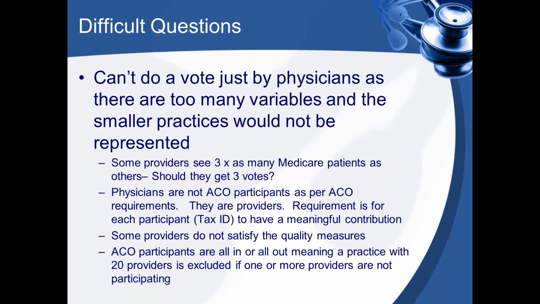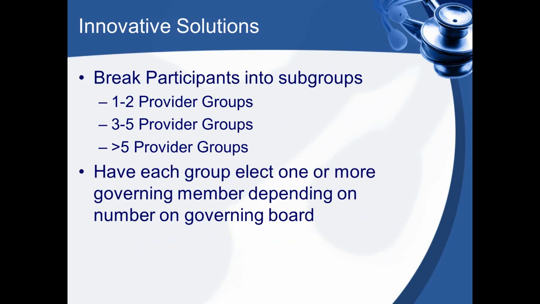And the reality is that ACO participants are all in or all out, meaning that a practice with 25 providers is excluded if one or more of the providers are not participating. So a 20 provider practice versus a 1 provider practice, if one of them's not for it, the whole group is out of it. So it's very difficult to just do it by a vote by physician. So there's been a lot of innovative solutions. A lot of groups have broken the participants into subgroups. The smaller groups, the 1 to 2 provider groups, and the other ones with the 3 to 5 MD, and then those with more than 5, and have each of these groups elect a governing member depending on the number you have on your board.